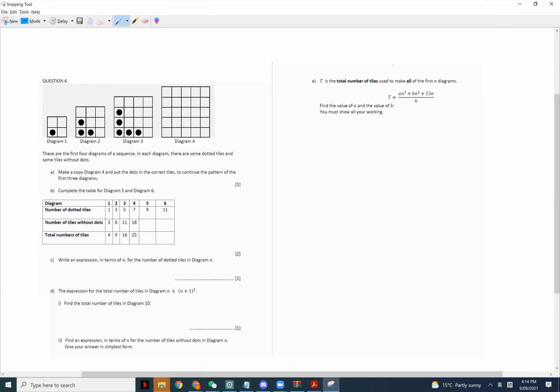Python questions. Put the dots. Put dots in the correct tiles. Yeah. That's it. Complete the table. Number of tiles without the dots. Guys, tell me the number.